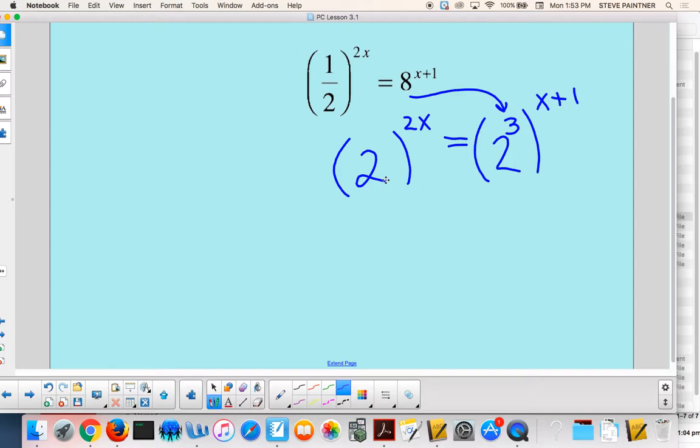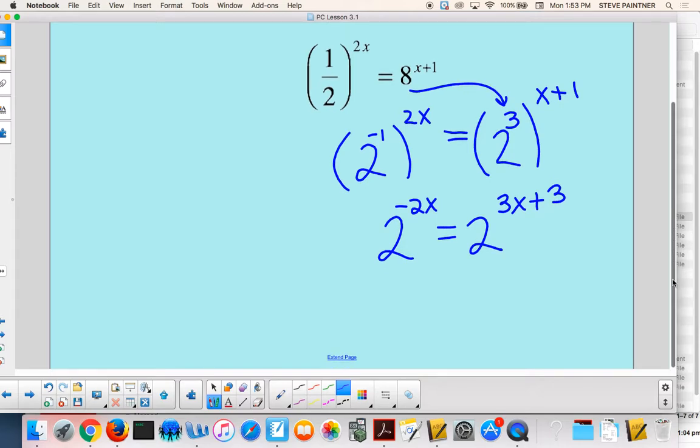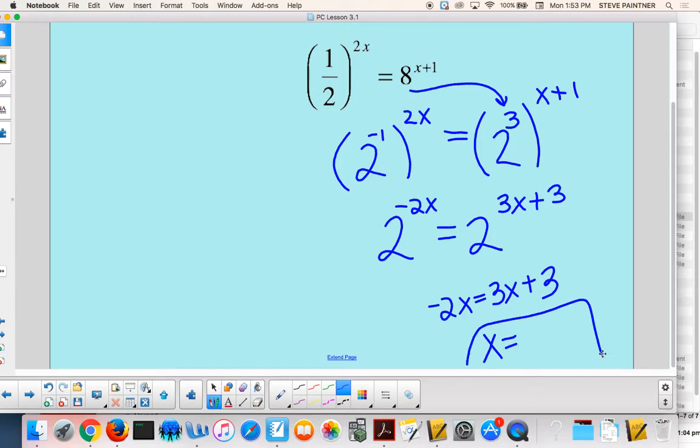2 to the what? -1. Okay. Which would give me this. 2 to the -2x equals 2 to the 3x plus 3. There. That is what they did, and all these people got it right, and then they just set their exponents equal to each other, solved it, and got x equals... -3/5. Gotcha. Okay. Now, that's one way to do it.